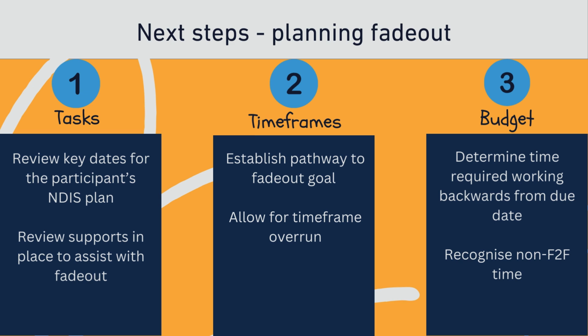So, next steps. The first thing to do is consider the tasks. Review your key dates for the participants' NDIS plan. Review the supports in place to assist with fade out, making sure that what you've got on board can cope with what you're planning. Then consider your timeframes. Establish your pathway to your fade out goal for this plan period. Allow for time frame and budget overrun. And then budget. Determine the time required, working backwards from your due date, and recognize the non face to face time.